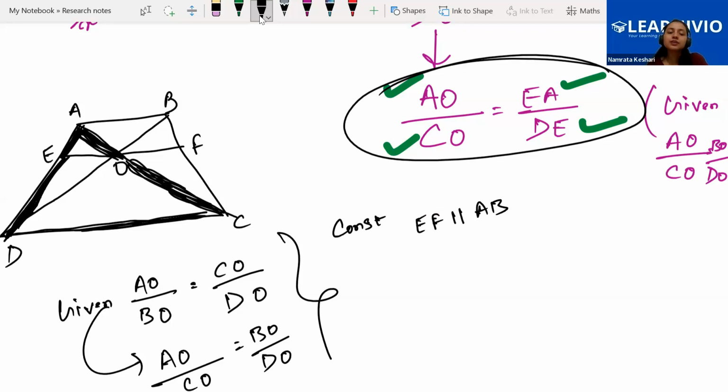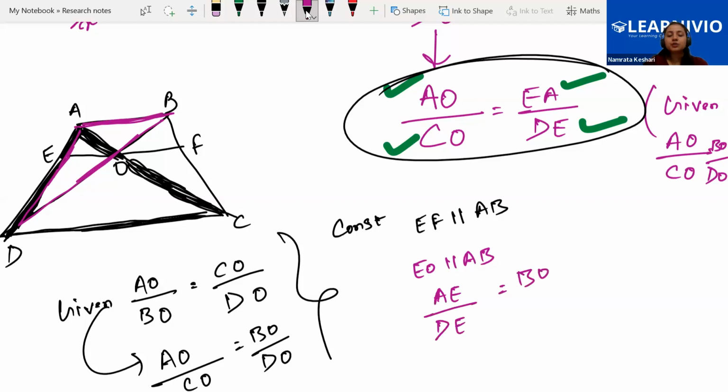Now, since EF and AB are parallel, we are purposefully taking a triangle where we can use this parallel concept. Okay, and we are saying that EO is parallel to AB. Hence, by basic proportionality theorem, the sides will be in equal ratio. So we can say that AE by DE equals BO by DO. Okay. And here we will be using the given part.